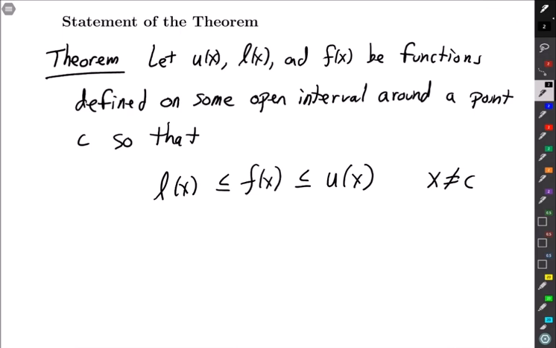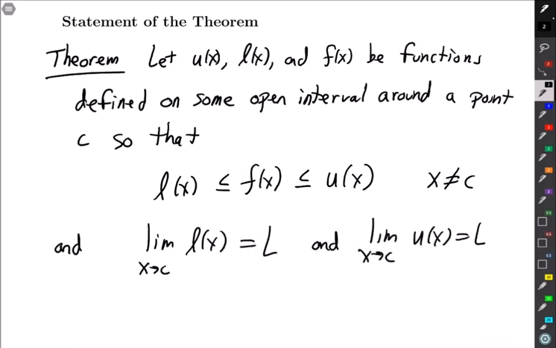Now, this just gives me that f must be between L and u everywhere. To actually get the squeeze theorem, I also need L and u to pinch off at the same point. So I need that at this point c, both L and u limit to the same value. If I have all these assumptions, the squeeze theorem then tells me that the limit of f as I approach c must exist and must also be L.